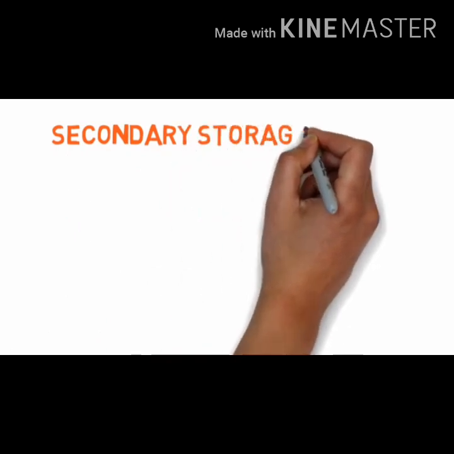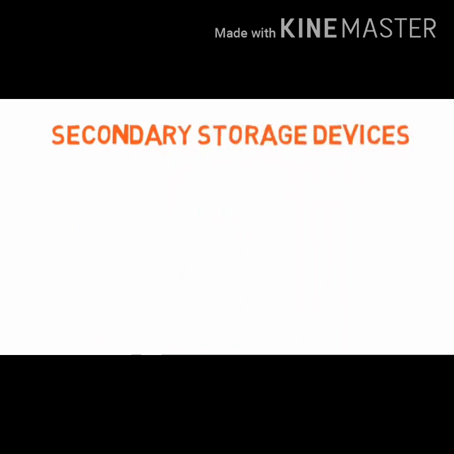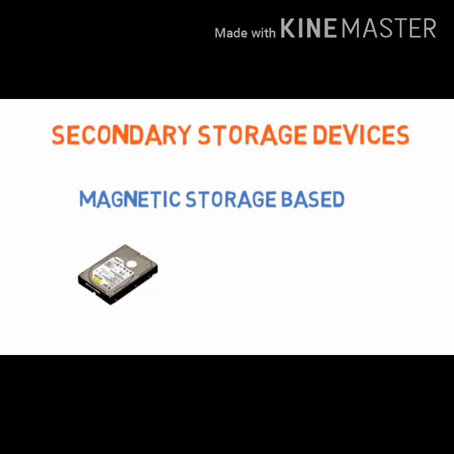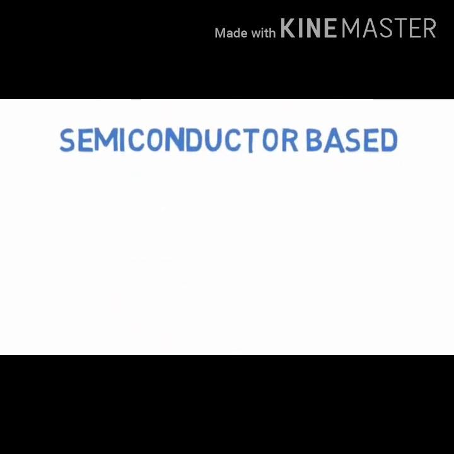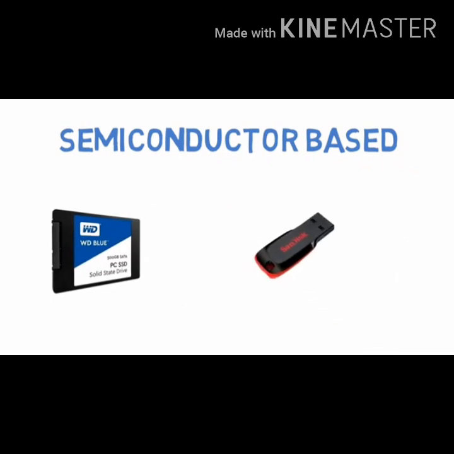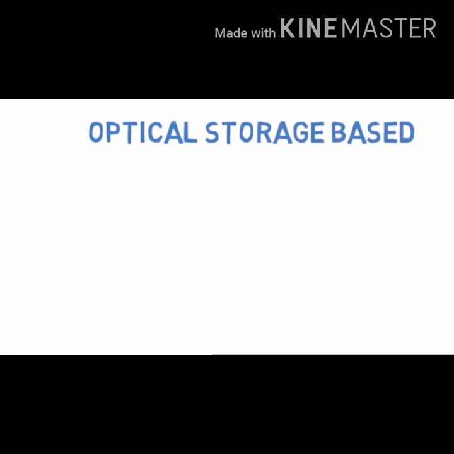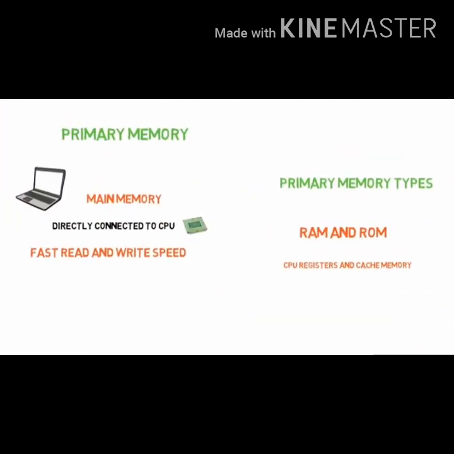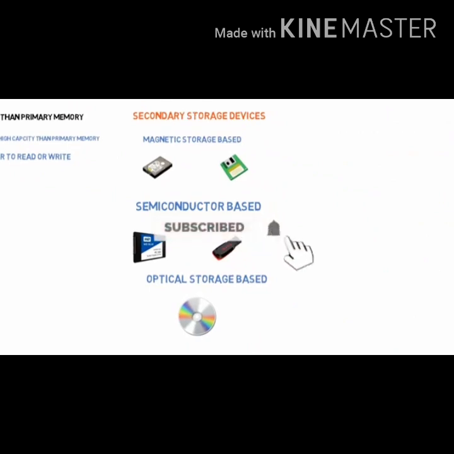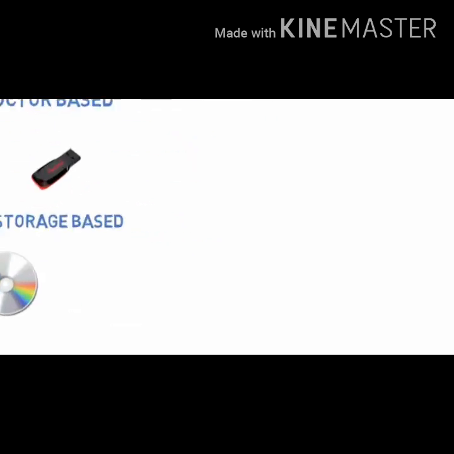There are lots of different secondary storage devices, like magnetic storage based hard disks and floppy disks, which have a magnetic rotating disk; semiconductor based SSDs and flash drives, which don't have any moving parts like hard drives; and optical storage based CDs and DVDs, which use a beam of light to read or write data. Now you've got a general idea of primary storage and secondary storage and how they are different from each other. Let's get a little bit deeper to understand it better.